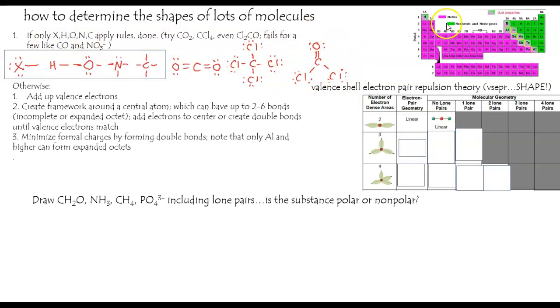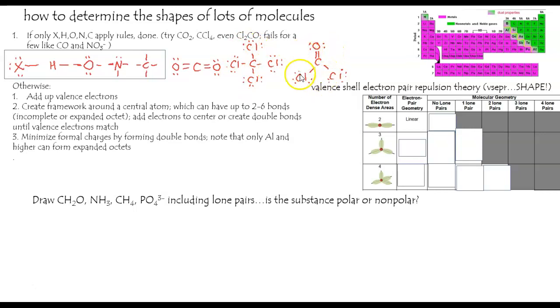Now, when that happens, they will assume a shape. Notice that this has 1 central thing and 2 things around it. This has 1 central thing and 4 things around it. This has a central atom and 3 things around it.